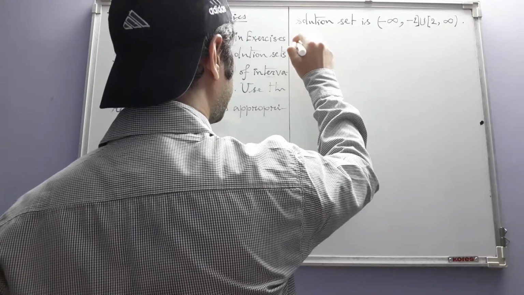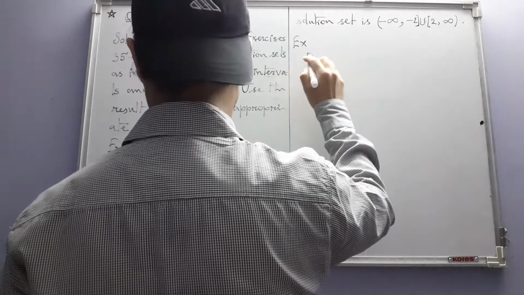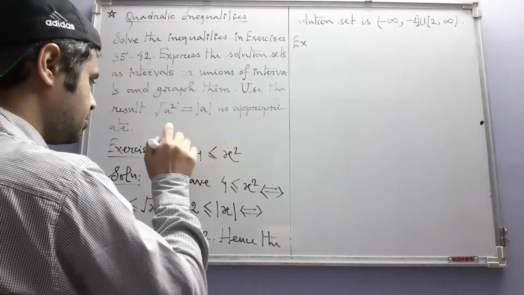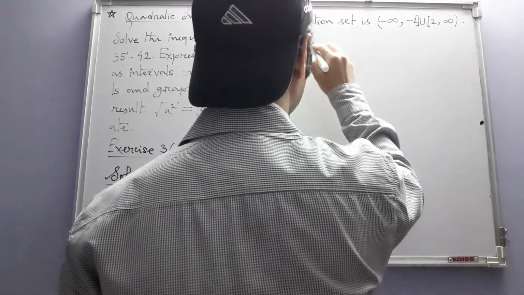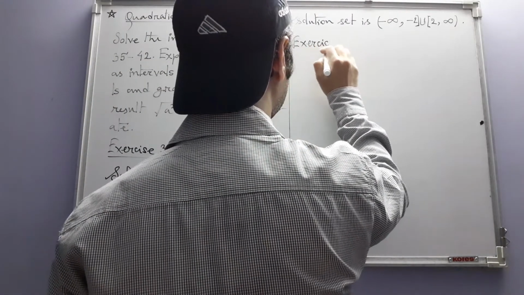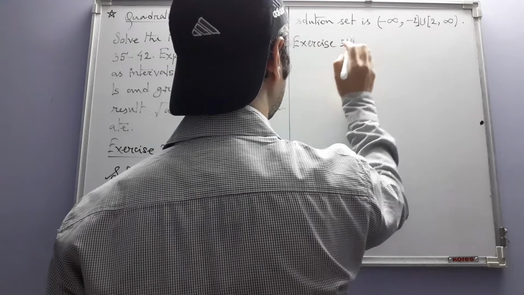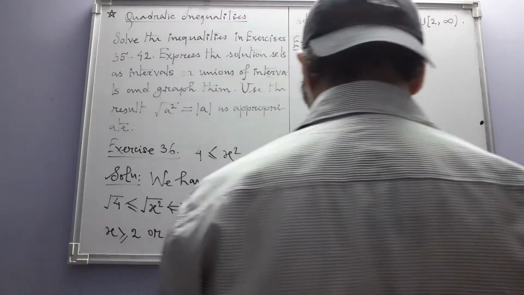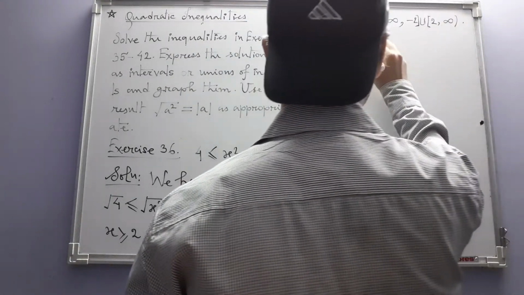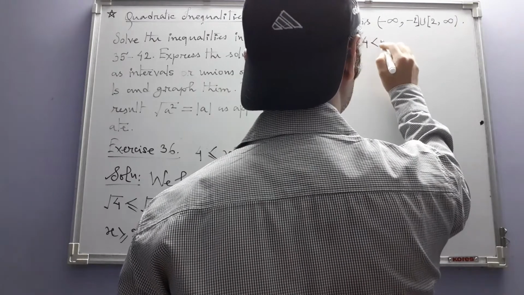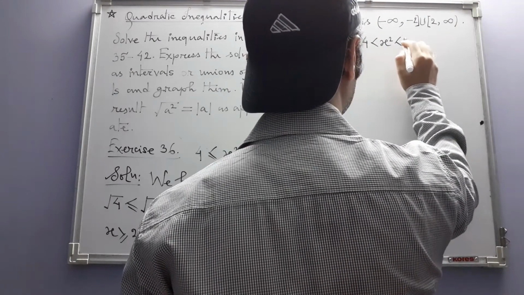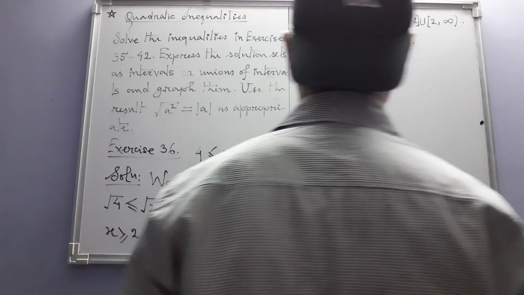Then this is 36, (37): 4 is less than x square is less than 9.